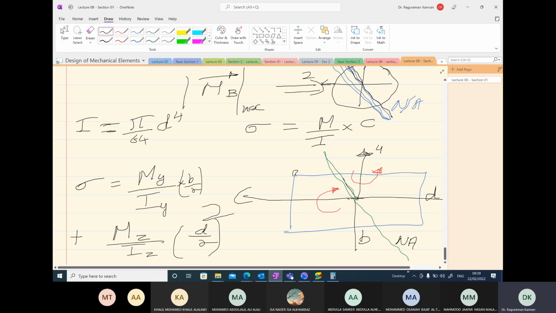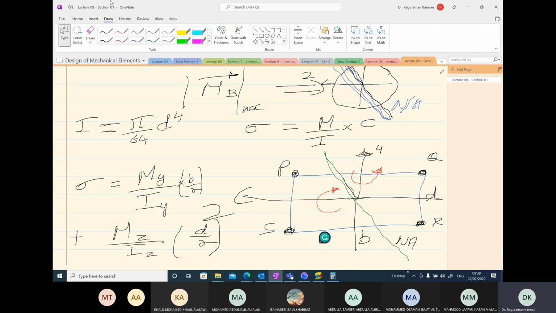Okay. This point as P, this point as Q, this point as R, this point as S. Consider the points P and S. Take the bending moment with respect to y-axis. What happens with respect to y-axis?